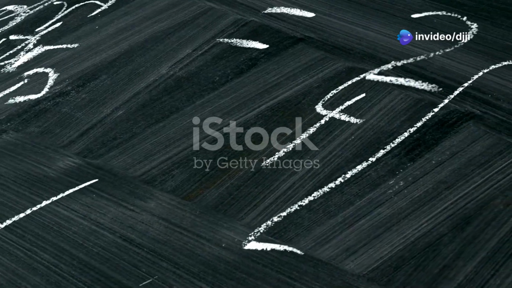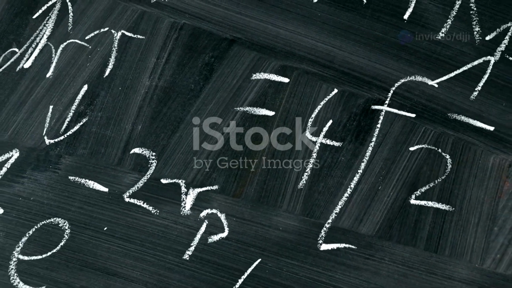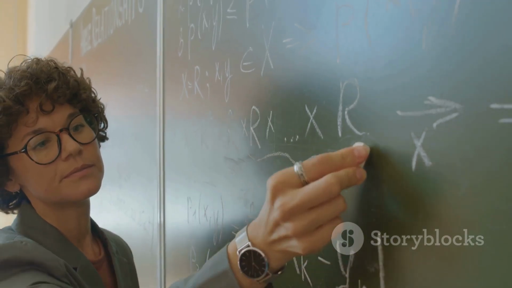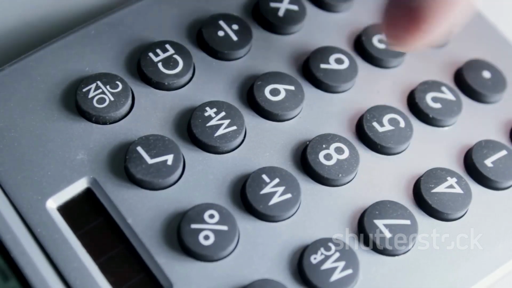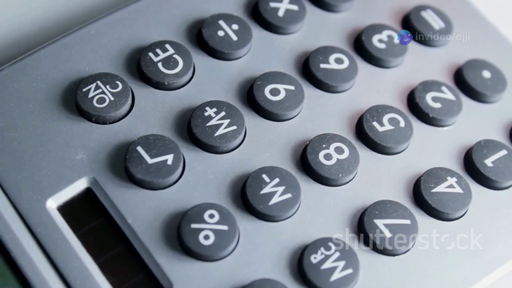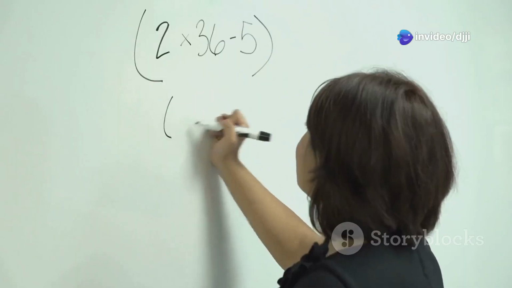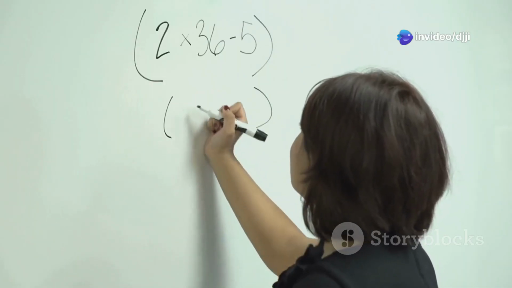The symbol we use for a radical is this cool-looking checkmark thing. The number under the radical sign is called the radicand. So, in √9, the radicand is 9. Easy peasy, right? Now, when we simplify a radical, we're trying to find its simplest possible form.